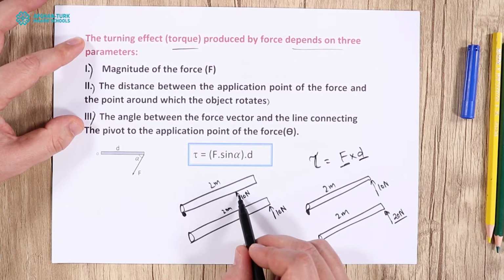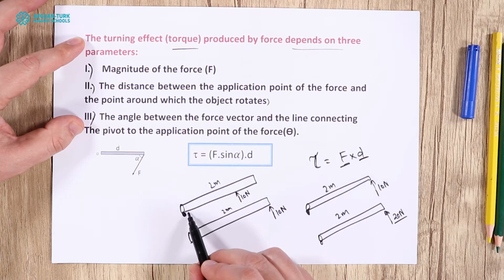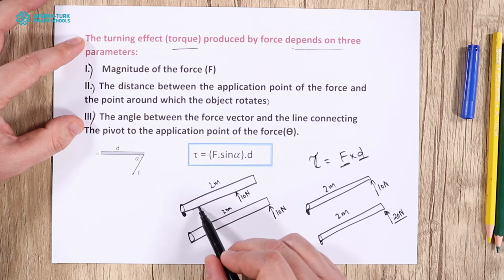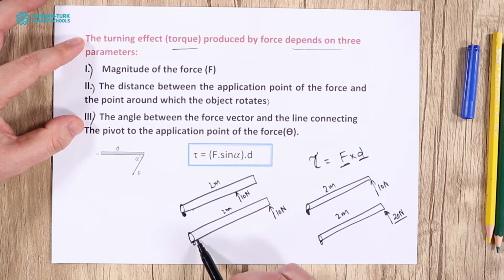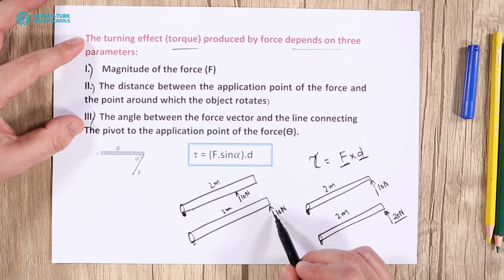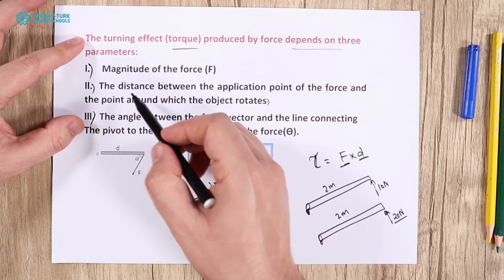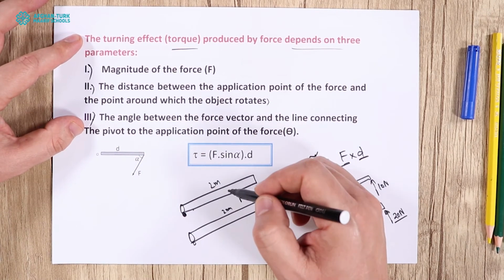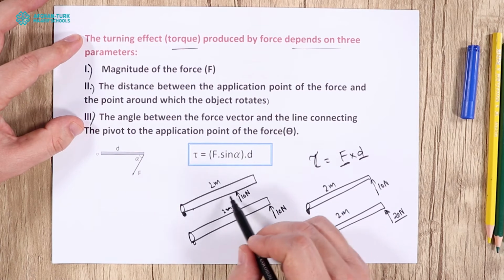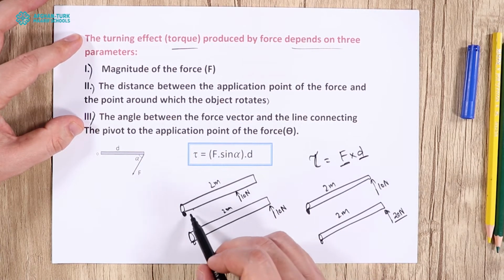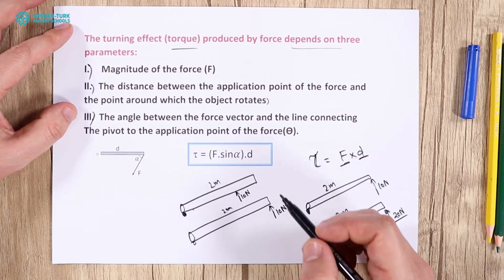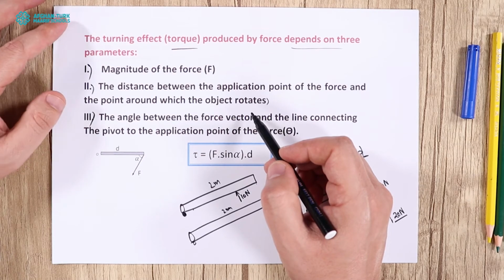If we come close to the application point or turn point, the torque is decreased. If we move away from the application point or turn point, the torque and the turn will be more. This is the second property: the distance between the force and the application point. So if we apply the force away from the application point, rotating the object will also be easy.